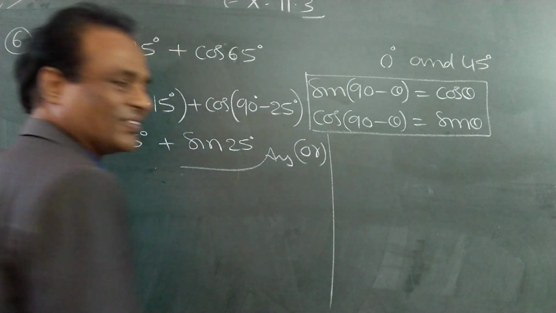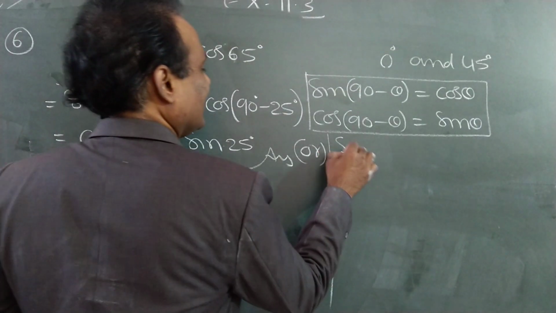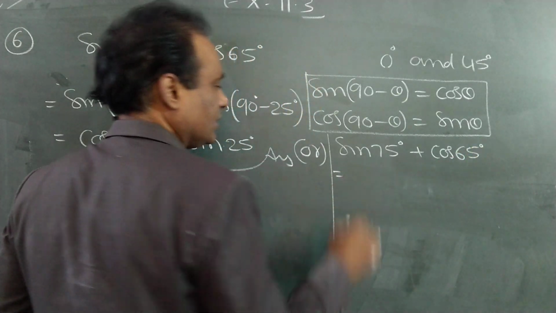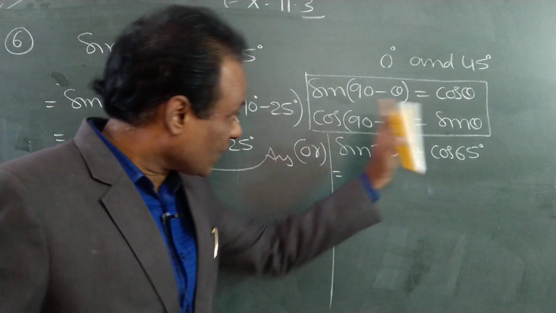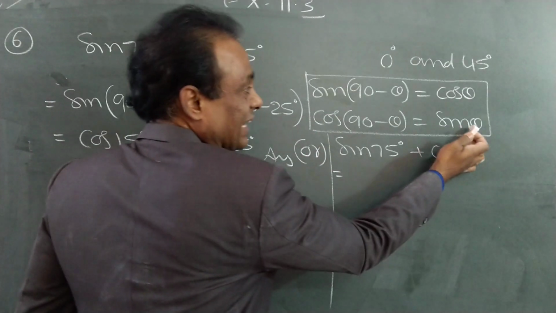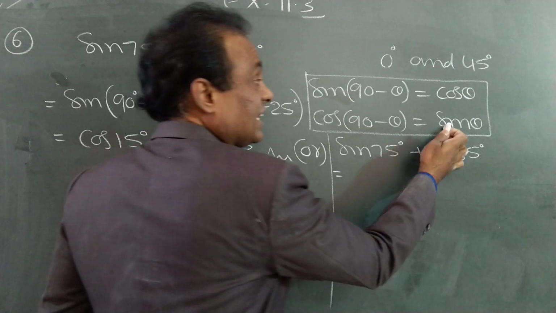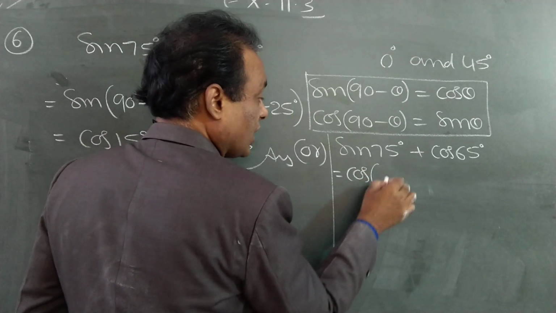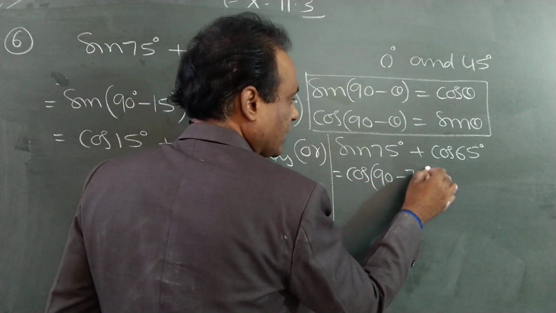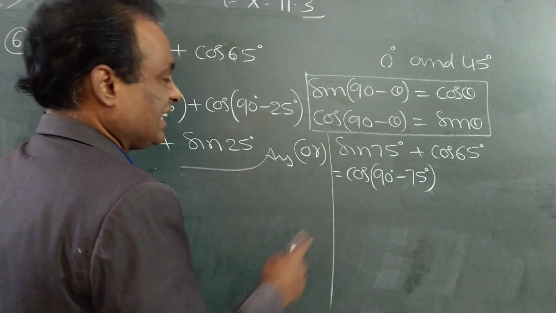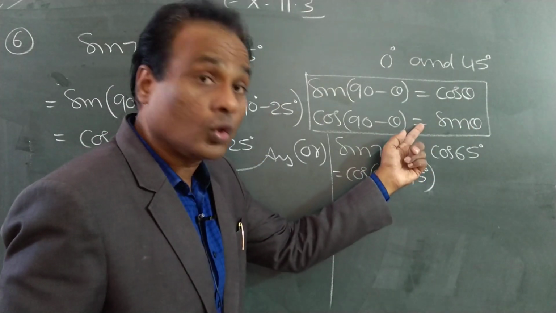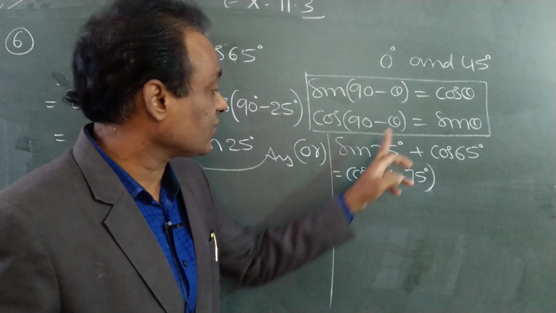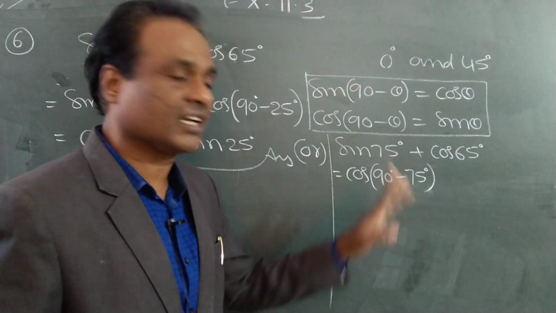We can use this method also. See here, sin 75 and cos 65. This formula I am using in reverse order. Sin theta can be written as what? Cos 90 minus theta. Same formula in reverse: sin theta is equal to cos 90 minus theta, where 90 minus theta is 75.